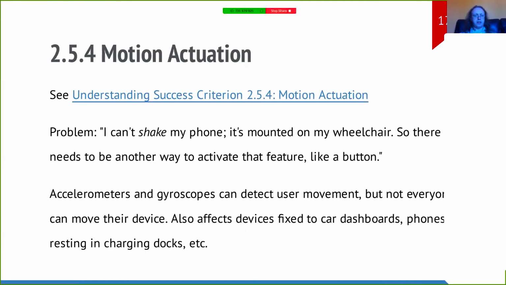What's next? And this is the last of the level A things, motion actuation. This is the idea that some handheld devices, tablets and phones especially, have a great array of sensors in them. Specifically, they have gyroscopes and accelerometers, so they can detect motion. This enables you to do things like change the orientation of your device, and the content moves on screen from a landscape to a portrait mode. It also allows you to do things like shake my phone or squeeze my phone.